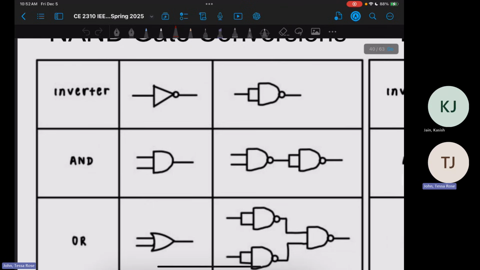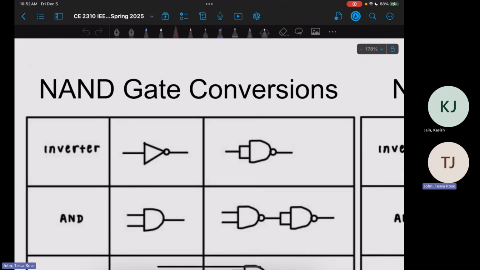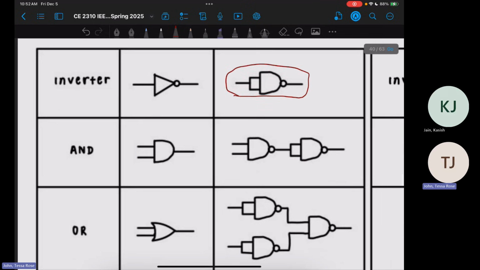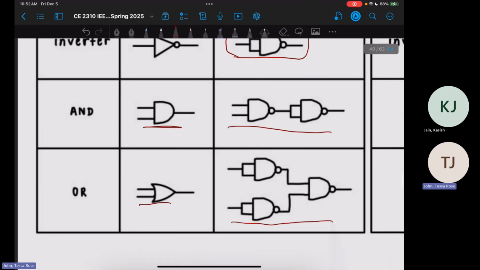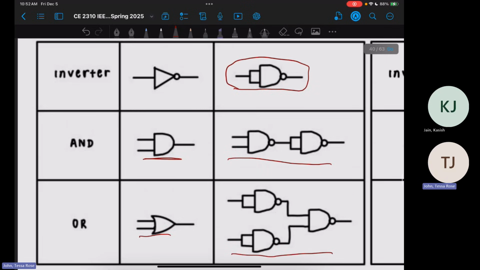So this is for NAND, right? If they give you an inverter, the NAND inverter looks like this, okay? Same with AND, the NAND version looks like this, or like this, okay? For the inverter, this basically means you're putting the same input twice. Does that make sense?